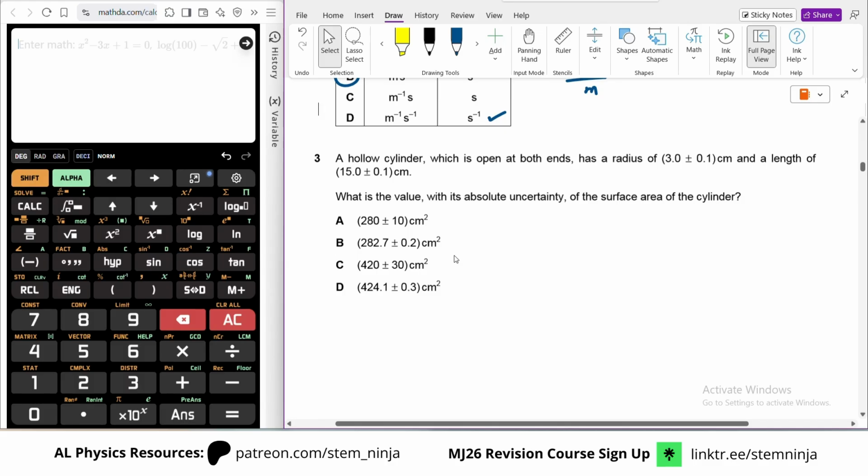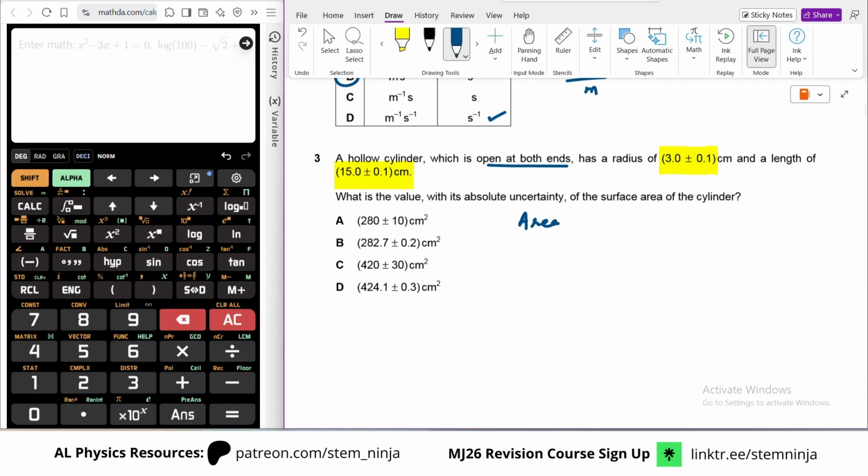A hollow cylinder which is open at both ends has a radius of 0.1 centimeter and a length of 0.1 centimeter. What is the value with its absolute uncertainty of the surface area of the cylinder? So the surface area of a cylinder which is open at both ends would be 2 pi RH. First we need to find out the area, then we will figure out what the absolute or percentage uncertainty is.